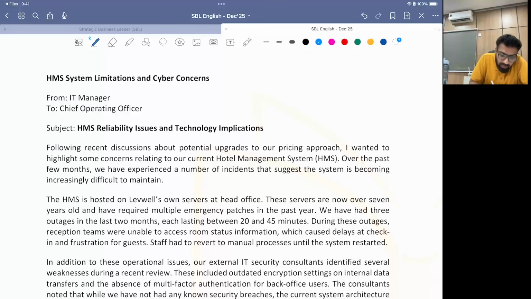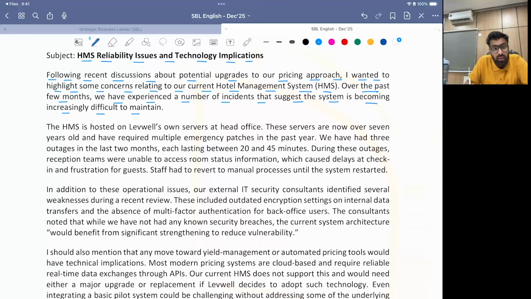So it's from the IT manager to the chief operating officer: HMS reliability issues and technology implications. Following recent discussions about potential upgrades to our pricing approach, so it's connected with the previous exhibit you saw, I wanted to highlight some concerns relating to our current hotel management systems. Over the past few months, we have experienced a number of incidents that suggest the system is becoming increasingly difficult to maintain. Okay, so it's really difficult to maintain.